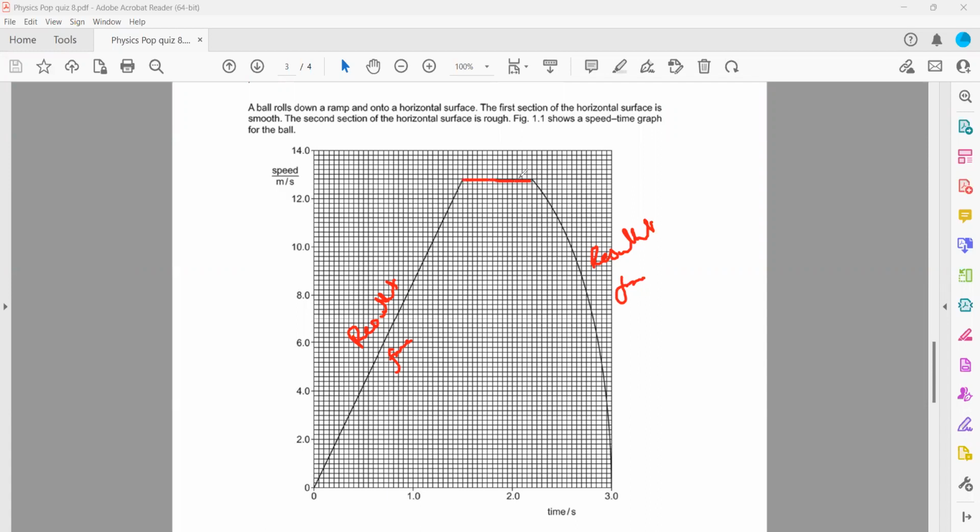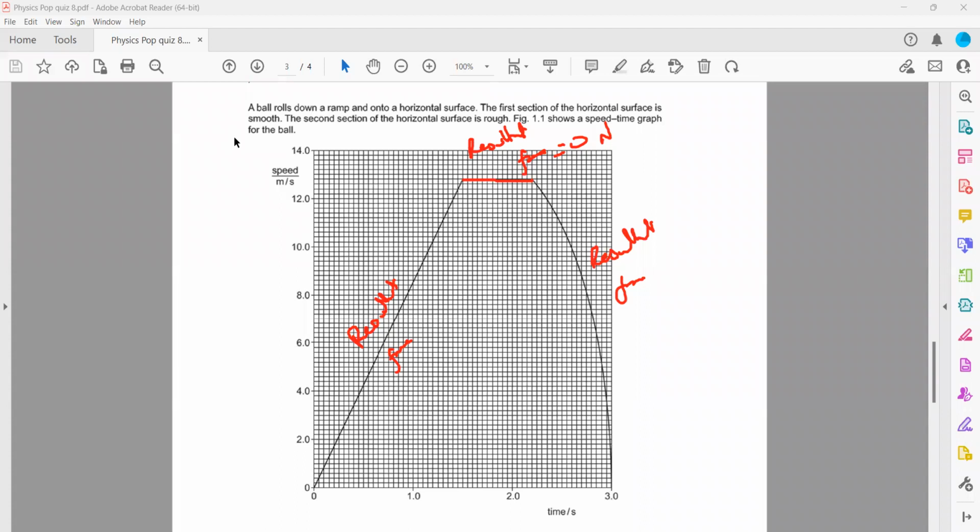But in the horizontal section, there is no change in speed. So what we can say is the resultant force will be 0. Because for an object to change its speed, we need a resultant force. So a horizontal line shows that the speed is not changing, or no acceleration. That's why the resultant force is 0.